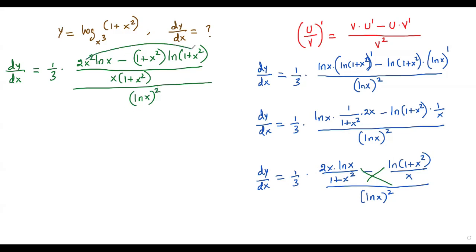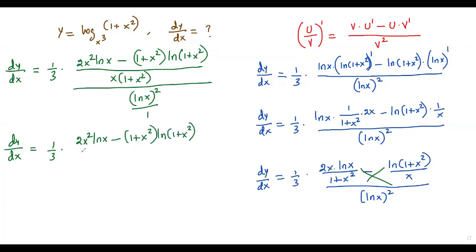Okay, here in the numerator we have a fraction. In the denominator also, if I have a fraction, I can easily simplify. So I assume this (ln x) whole square as a fraction by taking denominator 1. Then I'm getting dy over dx equals 1/3 times. Now I'm going to write this as it is: 2 times x square times ln x minus 1 plus x square times ln of 1 plus x square, over x times 1 plus x square, times.